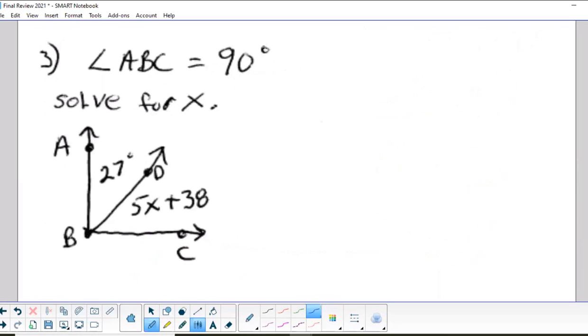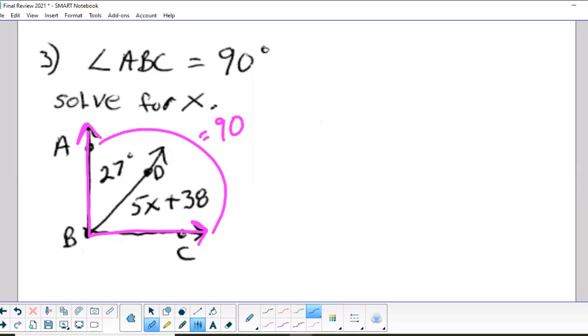All right, this problem right here. It says angle ABC is 90. That means that angle is 90 degrees. That angle is 90. So how do we solve it? How am I gonna figure this out now? What am I gonna do? Okay, so it's 90, big deal. Now what? I need to solve x.